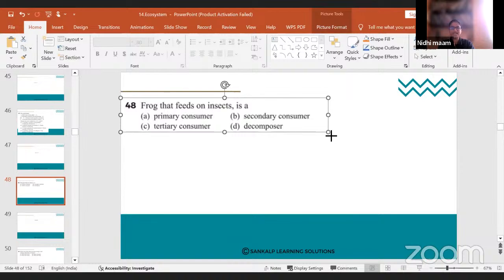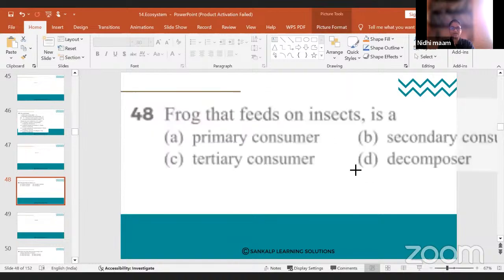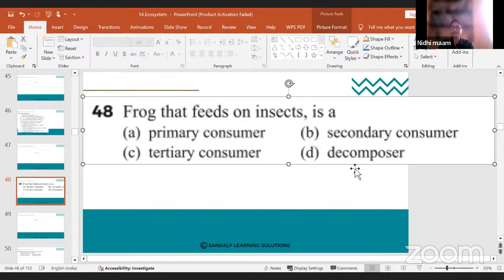A frog that eats insects is: option A, primary consumer, B, secondary consumer, C, tertiary consumer, D, decomposer. So a frog that feeds on insects is called as... Sushmita, Ranjita, Tasmiya Banu. Yes, YouTube students.